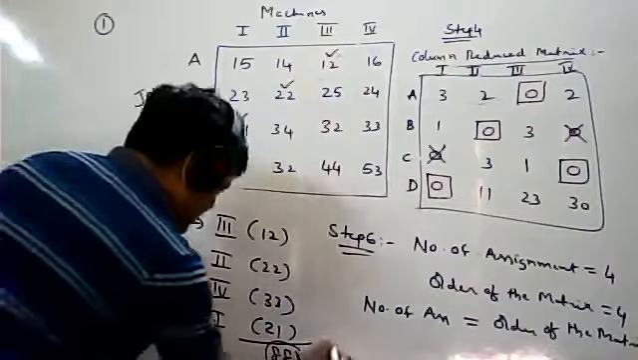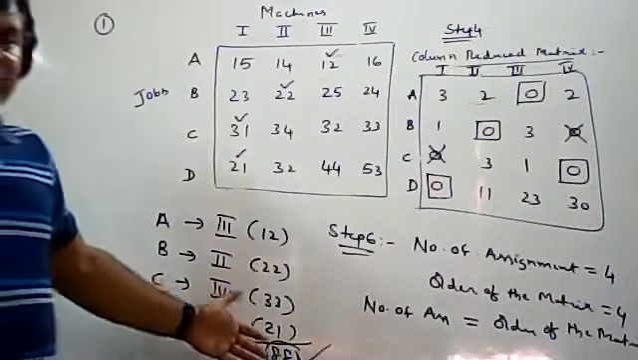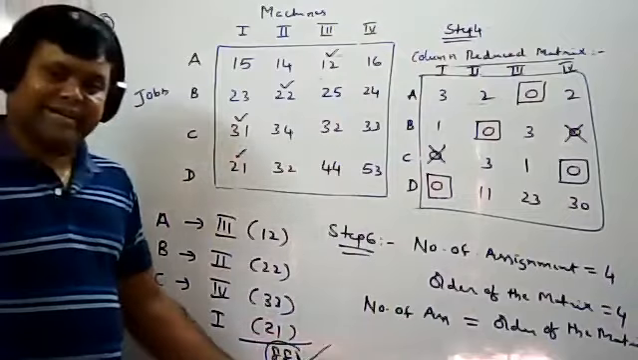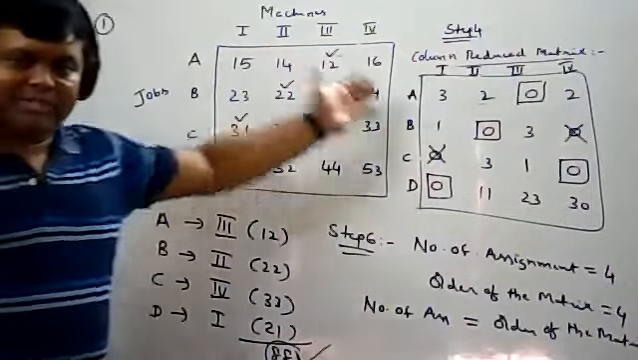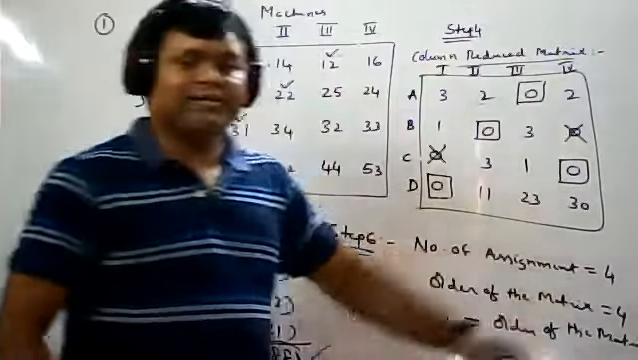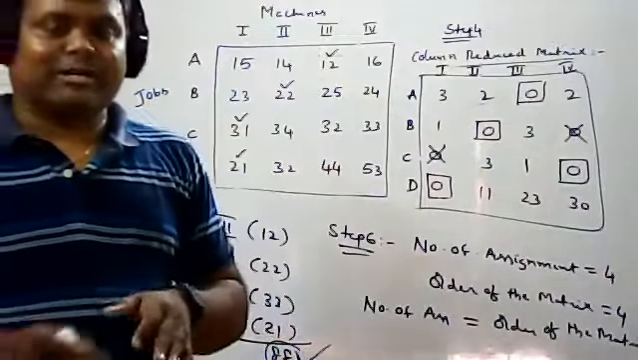So what is the optimum assignment cost for this particular problem? 88. If it is given in rupees, you can write in rupees. If it is given in thousands of rupees, you can write 88,000 rupees. If nothing is mentioned, you can just leave it as 88. So this is the first model. If you observe the first model, the number of assignments equals the order of the matrix, so the solution is completed. In this model, at step number 6, the solution will be completed.